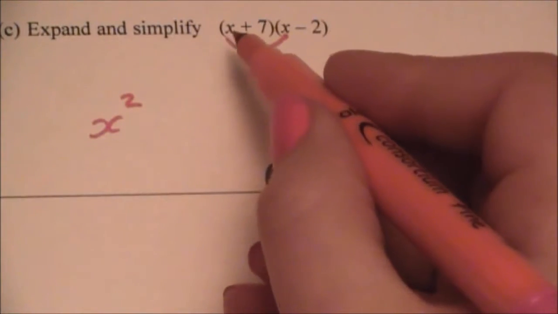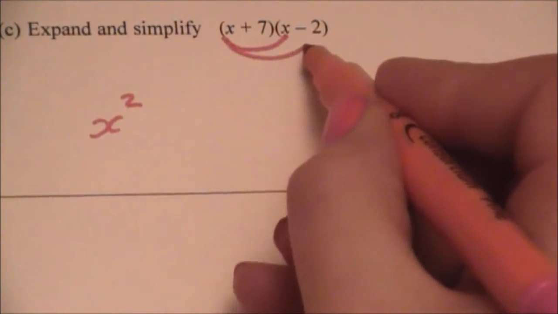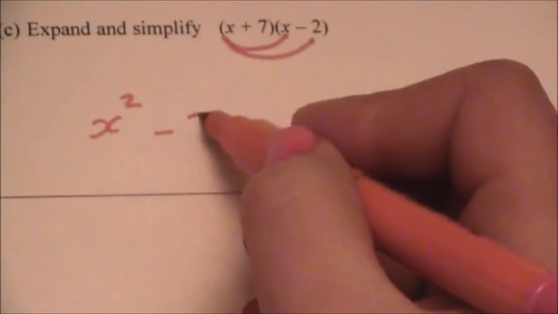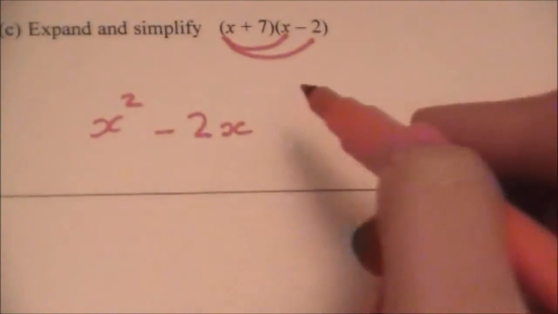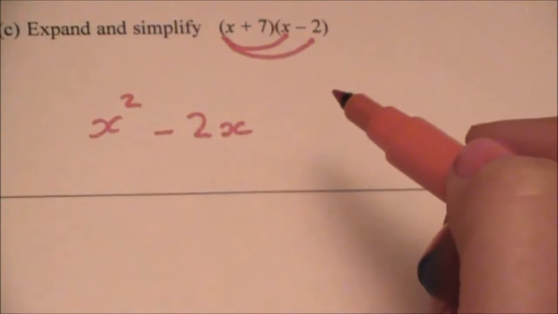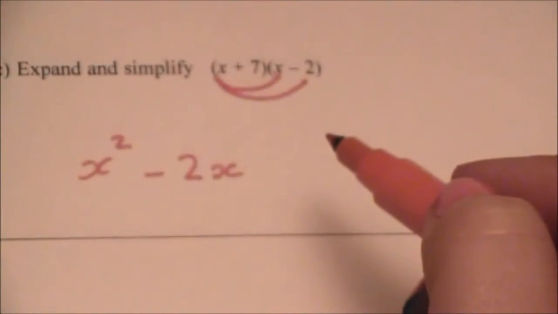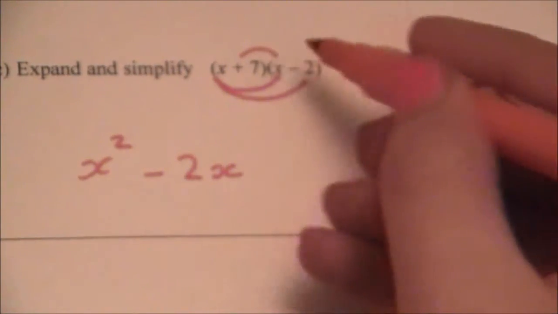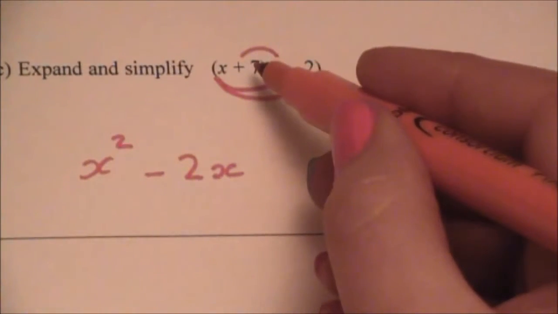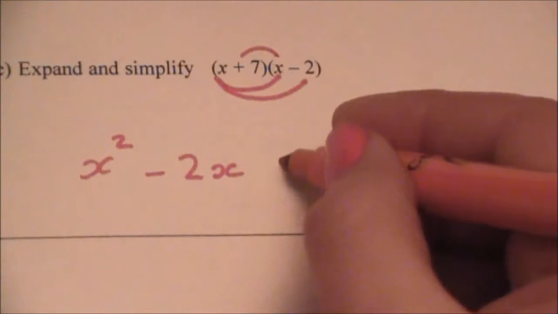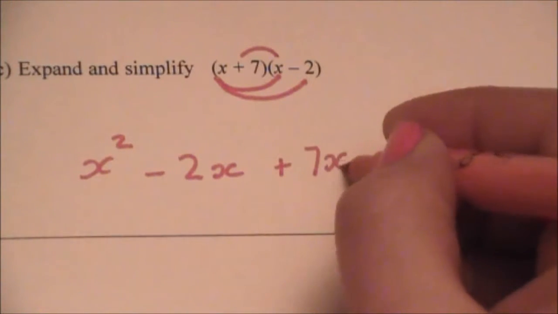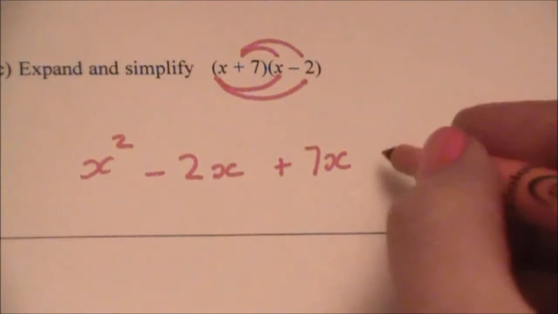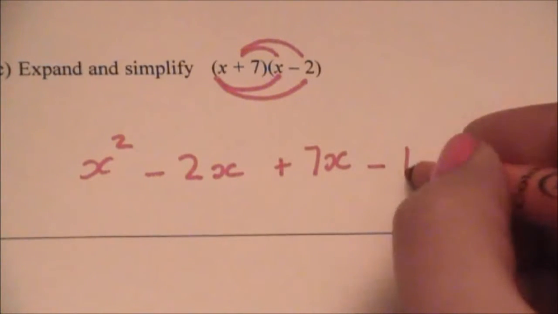The second thing I'm going to need to do is x times by that negative 2, which is going to give me negative 2x. Then I'm going to do my 7 times by that x is positive 7x. Then I'm going to do my 7 multiplied by that negative 2. A positive and a negative is a negative.